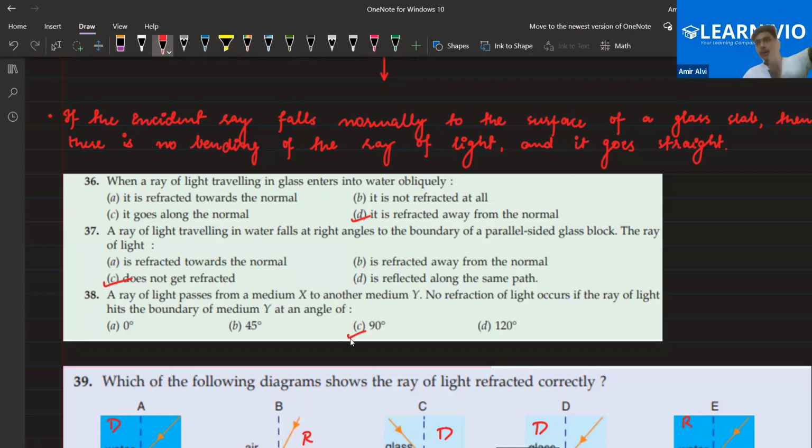It is falling perpendicular, right? It's not asking for the angle of incidence. Junaid said zero. But it's asking with what angle the light should hit the boundary. The angle with which it hits the boundary is 90 degrees, falling along the normal. Clear?